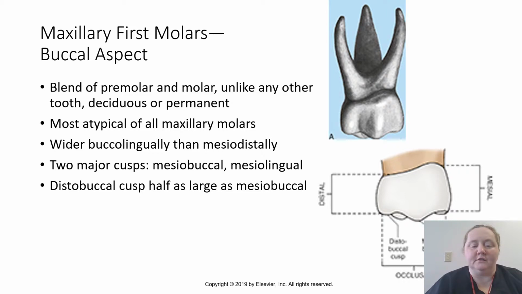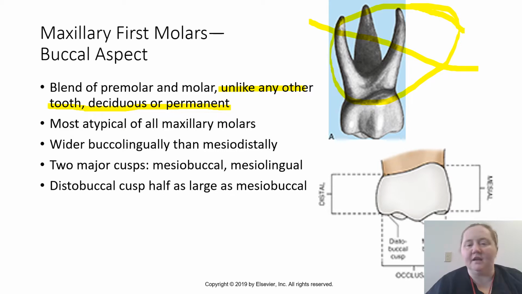So here is something you need to know, that this is unlike any other tooth, deciduous or permanent, doesn't matter. There is nothing like this, okay? I'm just going to put the little sign through there. Nothing like it. The most atypical of all molars, it's wider buccolingually, okay, than it is mesiodistally. There are two major cusps. We have our mesiobuccal and our mesiolingual. And then the distobuccal cusp is half as large as the mesiobuccal cusp.